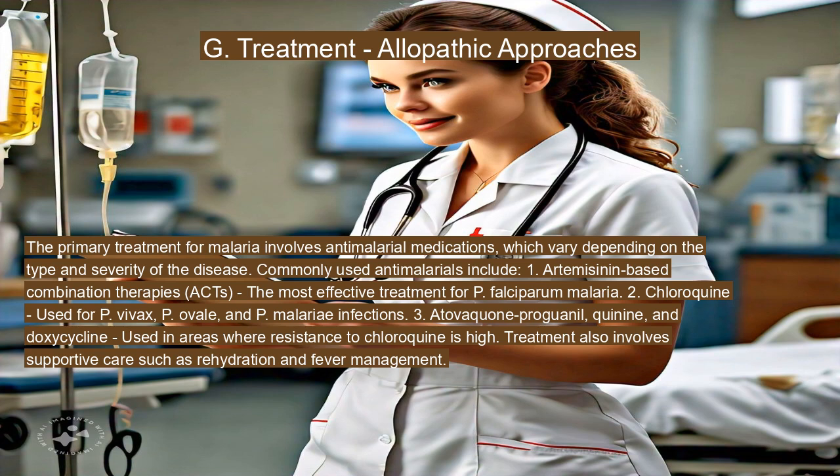G. Treatment, allopathic approaches. The primary treatment for malaria involves anti-malarial medications, which vary depending on the type and severity of the disease. Commonly used anti-malarials include: 1. Artemisinin-based combination therapies, ACTs, the most effective treatment for P. falciparum malaria.